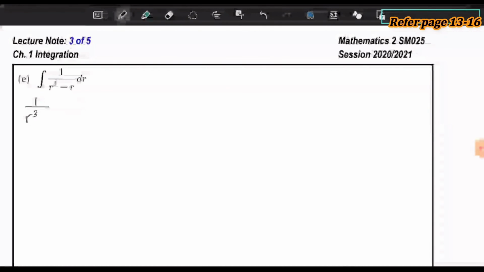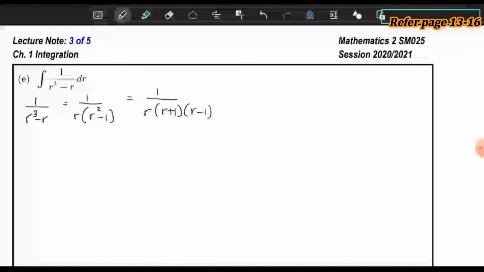Question part E. 1/(r³ − r) can be written as 1/r, we factorize r, so we have (r² − 1), and it still can be factorized as r(r + 1)(r − 1).